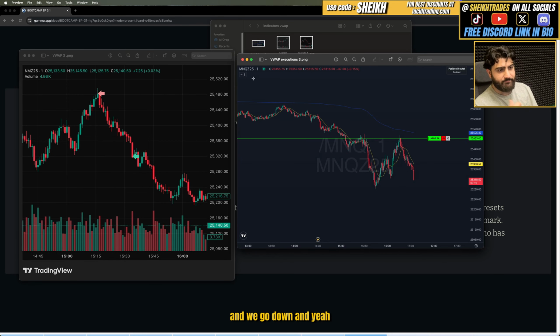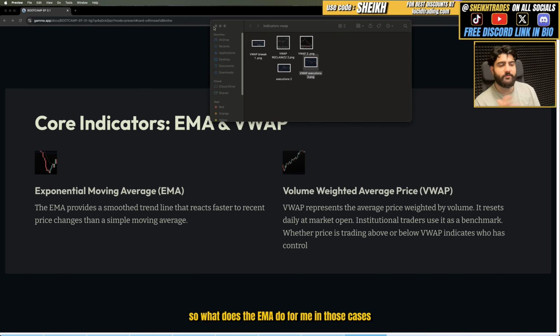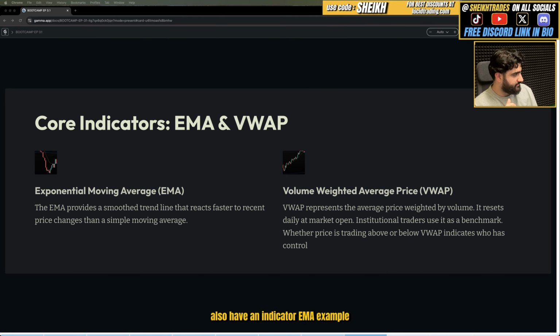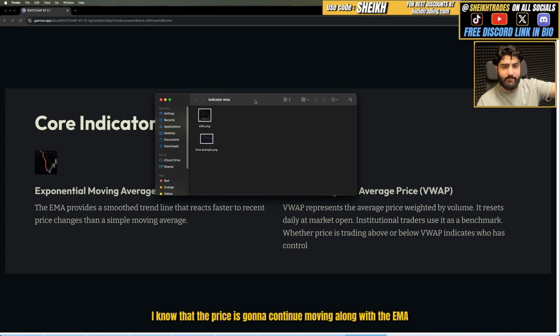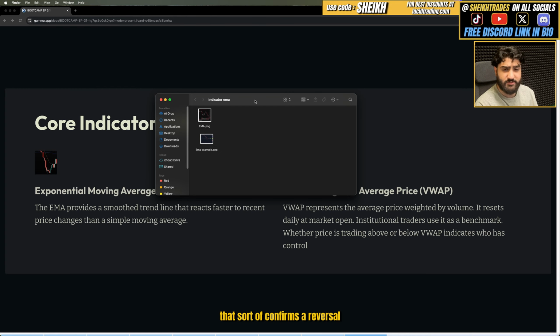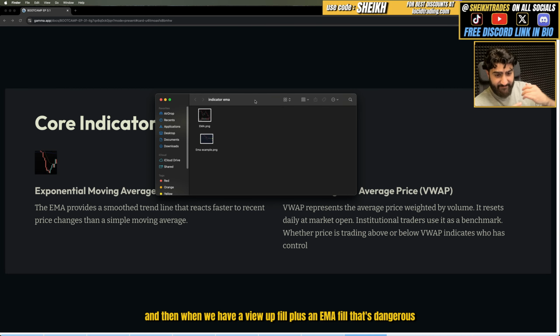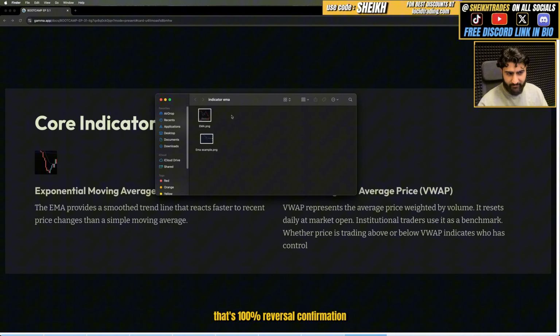And yeah, so what does the EMA do for me in those cases? I also have an indicator EMA example, but what does EMA in general do for me? EMA acts as a dynamic support and resistance. So when we're trending and we're holding EMA, I know that the price is going to continue moving along with the EMA. When we break off EMA, that sort of confirms a reversal. And then when we have a VWAP fill plus an EMA fill, that's dangerous. That's 100% reversal confirmation. Some examples of EMAs.